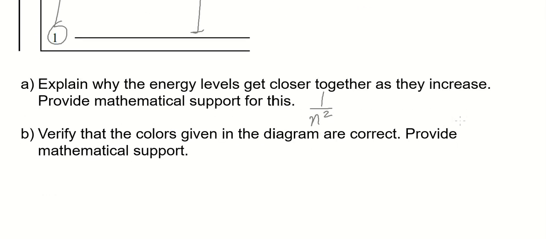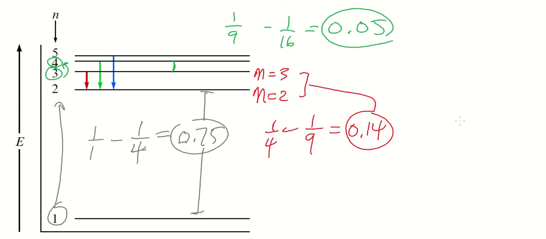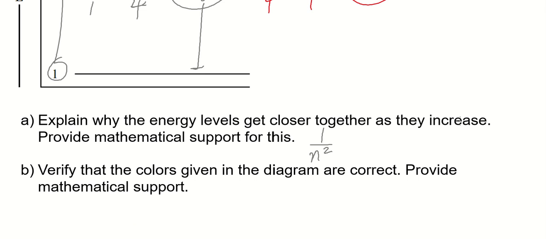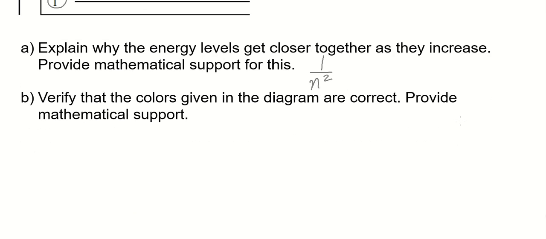Part B: verify the colors given in the diagram are correct. Provide mathematics. That's a lot of work. Verify that red, green, and blue are correct mathematically. All right, I'll be back.